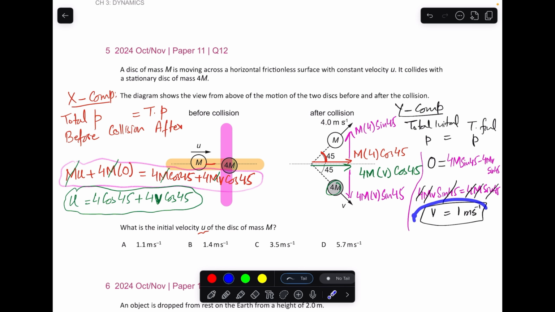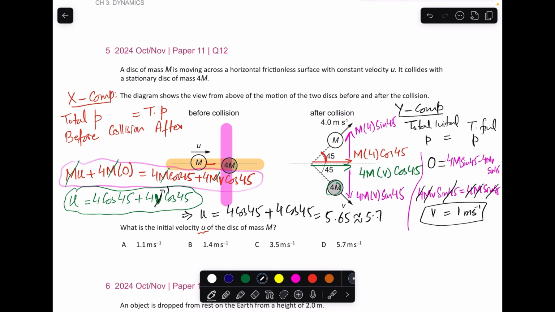You can put this v here, and you will get, solving this again, u is equal to 4 cos 45 plus v will be the 1. So it will be the 4 cos 45. Solving this will give you 5.65, that is 5.7 meter per second. Okay, it's option D.